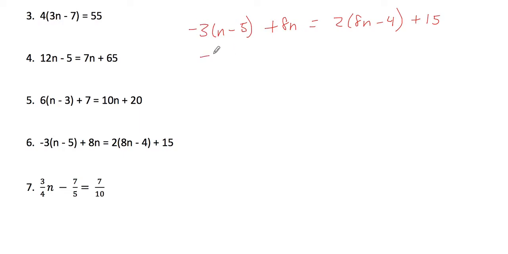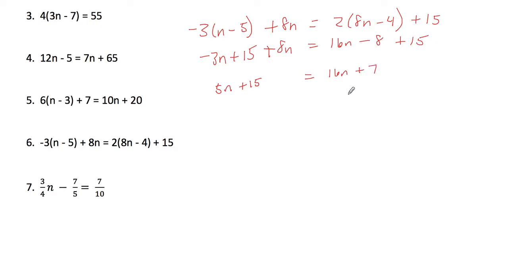So negative 3 times n is negative 3n. Negative 3 times negative 5 is positive 15. Plus 8n equals, get rid of these parentheses, so 2 times 8n is 16n, minus 2 times negative 4 is negative 8, plus 15. So hopefully we recognize that on both sides of this equation we can simplify. So we have negative 3n, look at that, like terms here, we have negative 3n plus 8n, that's going to give me 5n. We have this plus 15 here equals, on this side we have the 16n, but then we have this negative 8 plus 15, which is going to be a positive 7.